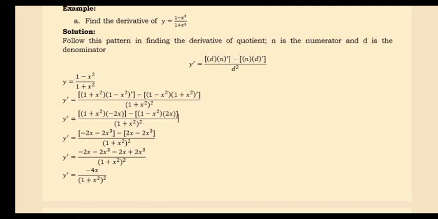So y prime is equal to negative 2x minus 2x cubed minus 2x plus 2x cubed, all over 1 plus x squared squared. So our final answer now is negative 4x all over the square of 1 plus x squared.